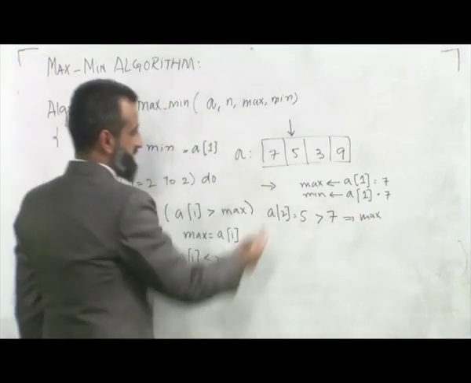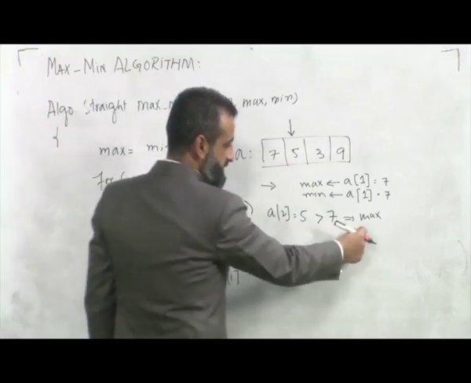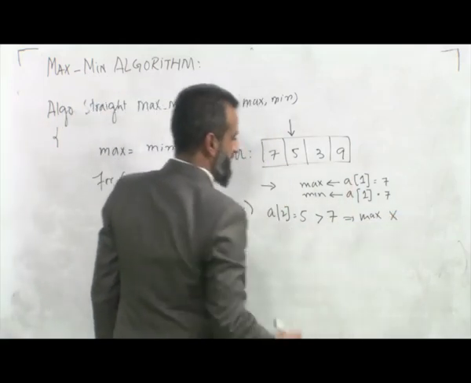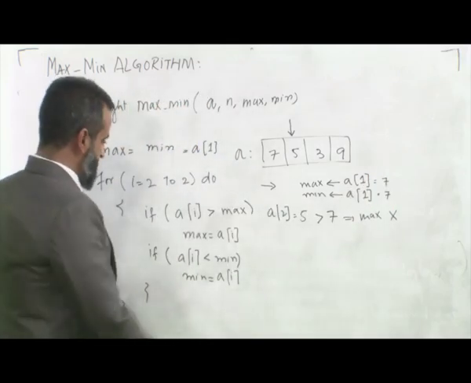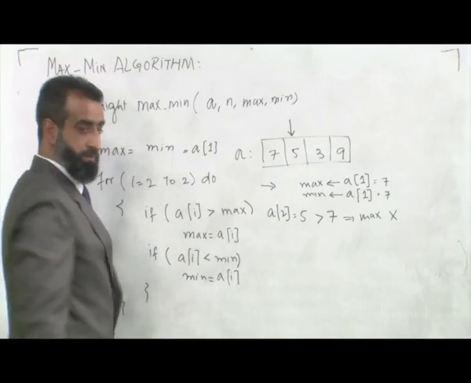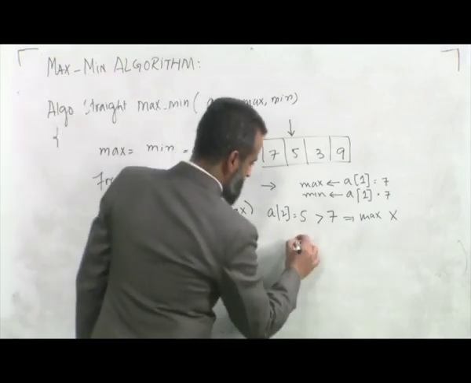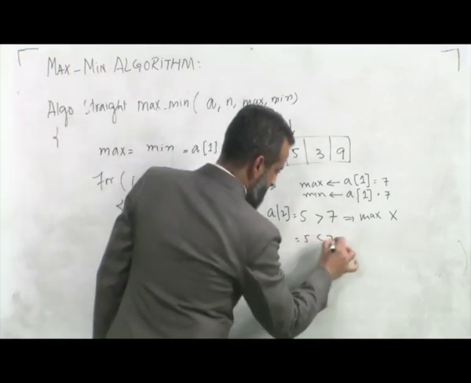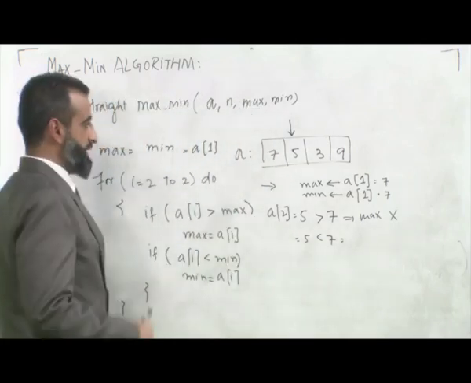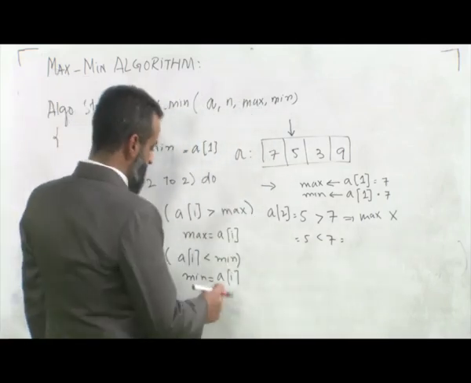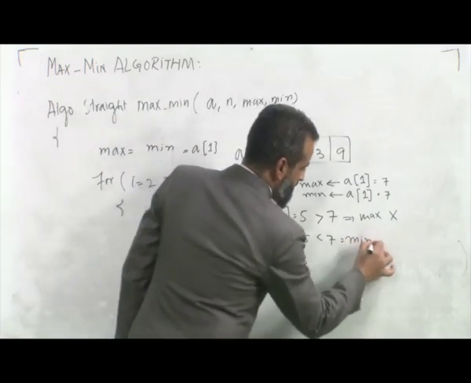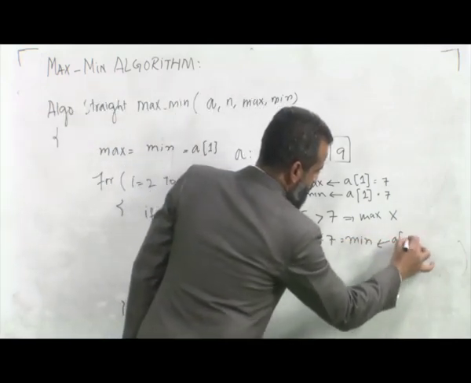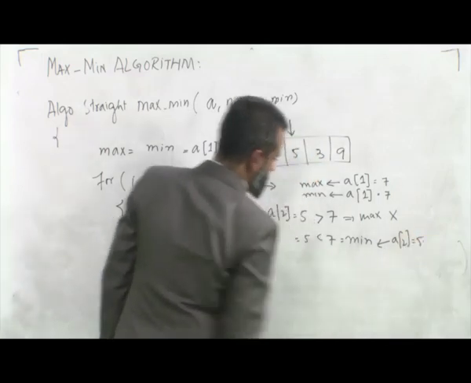But since in this case 5 is less than 7, the condition is false, so max will only retain the earlier value that it has of 7. Let's check this 7 for the second condition of minimum values. Now, is my a of 2, 5, less or equal to 7, which is true in this case. 5 actually is less than 7. So in that case we'll overwrite the value of minimum by the new value. So minimum will store a of 2, which is 5.